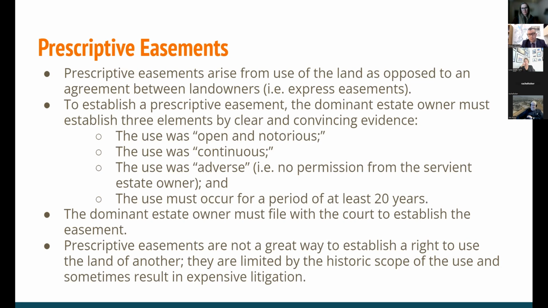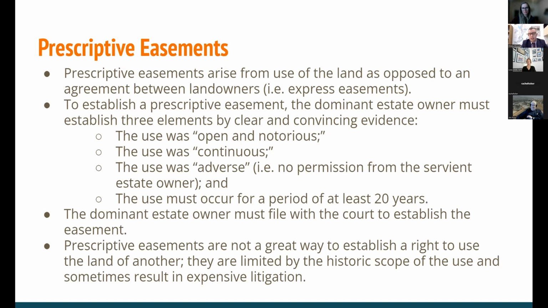It's because one landowner wants to use the property of another, and that other landowner doesn't want that person to use their property. And so what happens is the dominant estate owner, or the hopeful dominant estate owner, goes to court and tries to establish use of that easement through a court case, in hopes that if the court sides with the dominant estate owner, the court will record that easement against the servient estate, and the dominant estate owner can continue to use the easement.